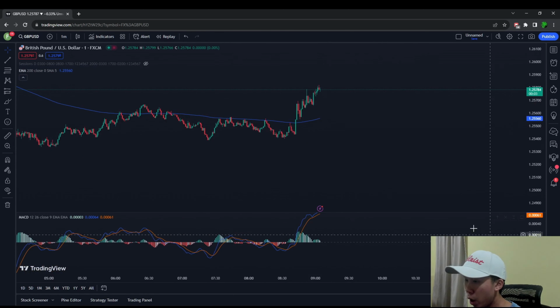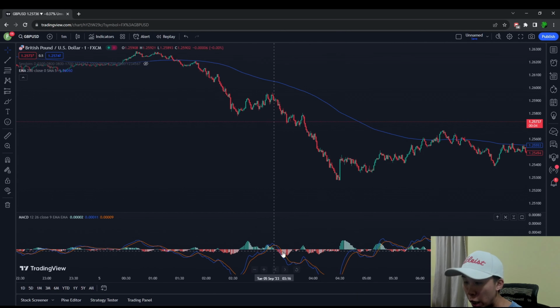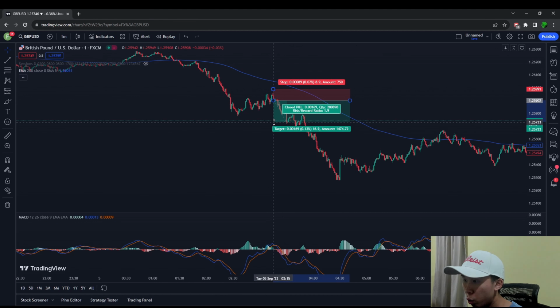Now, how we are going to use it is, if the price is below the 200 moving average, it means that it's a downtrend, so we have to look for sells only. Where do we look for our sell entry? We go to the MACD. If the moving average is above the zero level and it crosses down, this is where we should take the sell. We take the sell at the bearish engulfing, for example, and target at least a 1 to 2, and look what happened.